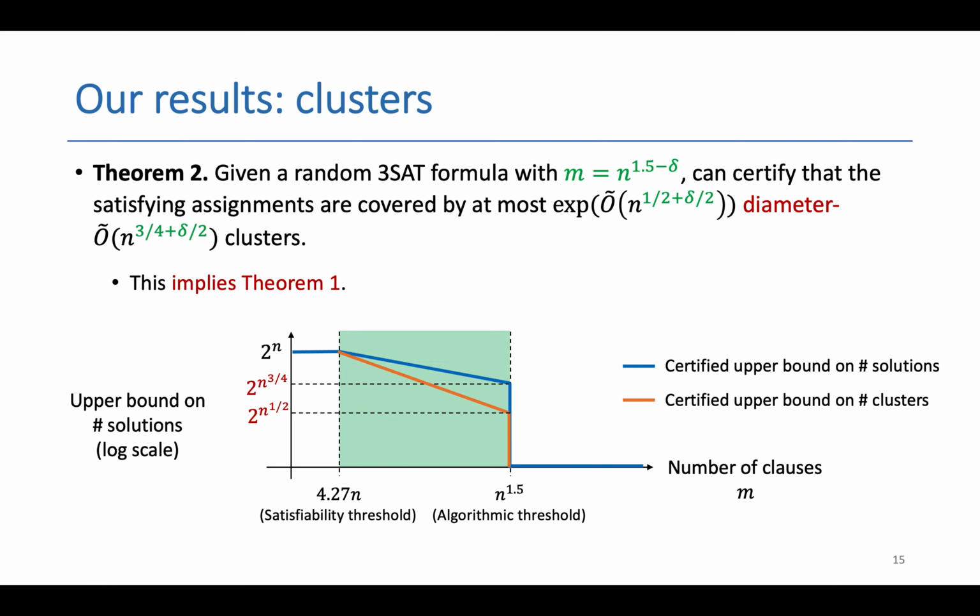And an algorithm can certify that there are at most exponential in n to the 3/4 plus delta over 2 clusters of diameter n to the half plus delta over 2. And note that this actually implies theorem 1, because we know that any given cluster can have at most exponential in n to the 3/4 plus delta over 2 many points, and the number of clusters is strictly lower order.